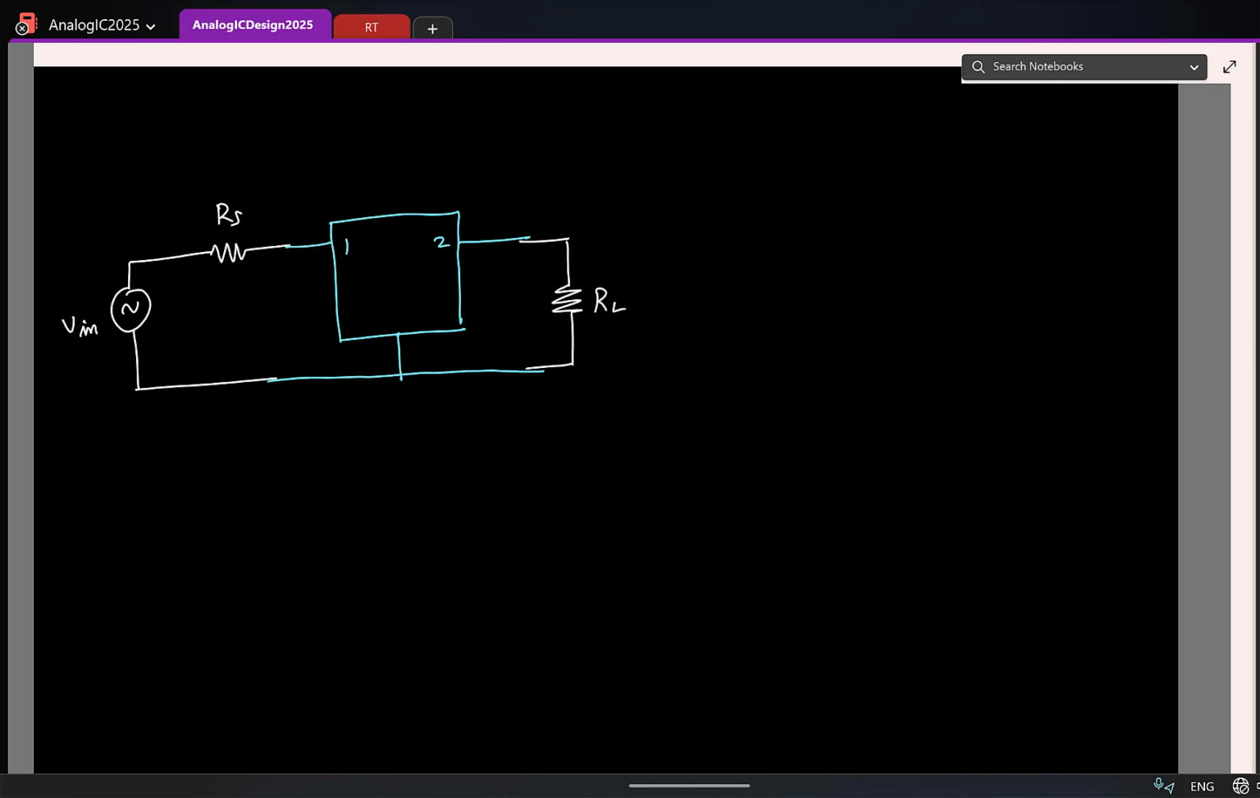So in practice, this is what you want to do: get a 2-port amplifier. And if I mark the terminal voltages, this is the convention. Current entering the port is I1. Similarly, current entering the port here is I2, and the voltage is V2.